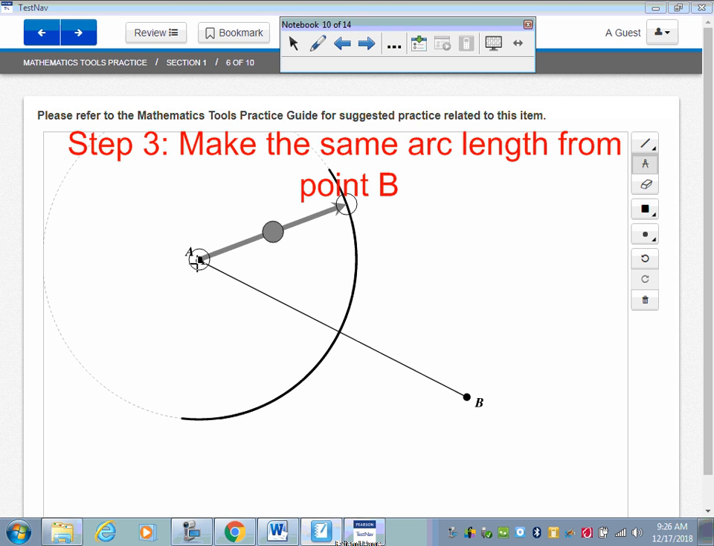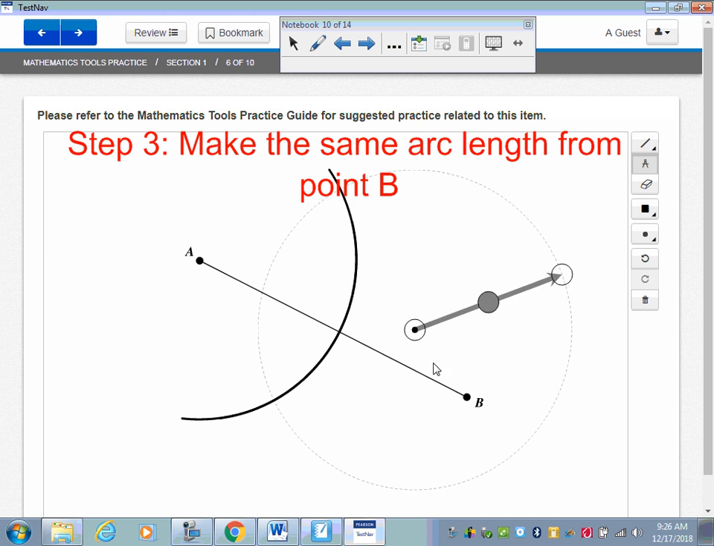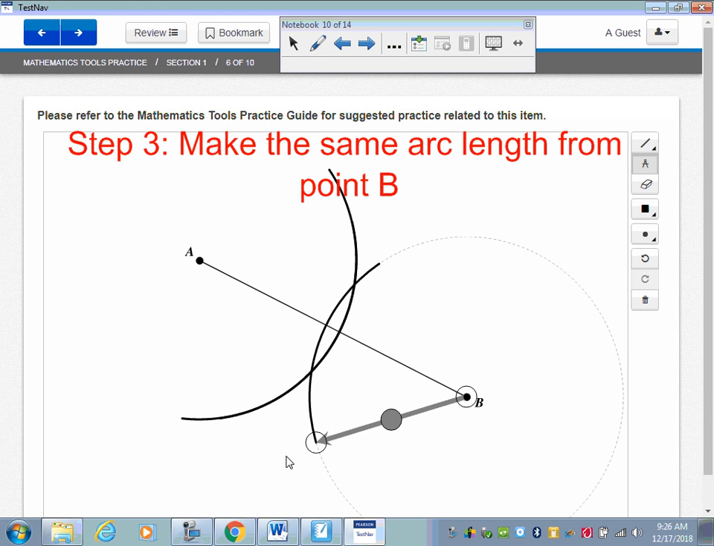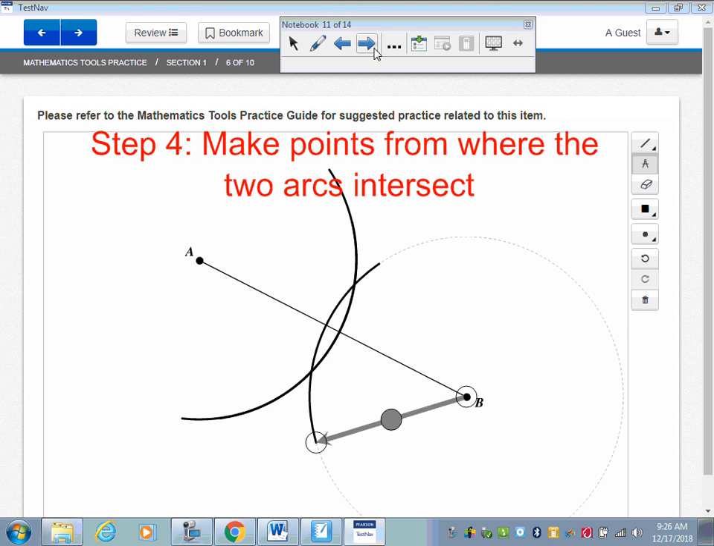So step 3 says make the same arc length from point B. So we go over to point B, and again, when I say the same arc length, that means I'm not moving it in or out. So let's do our best to center it on B. I don't touch this second one, I just go out to here, and I want to make sure that I draw the same circle. I don't adjust it in or out. So again, I had to make it large enough to make sure that that second arc would intersect. So step 4 says make points where the two arcs intersect.